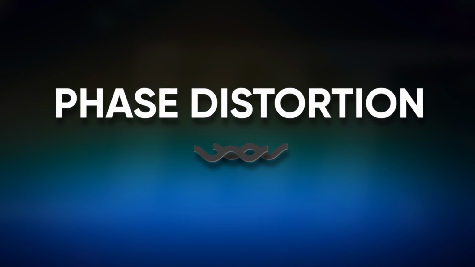Now onto our next one, phase distortion. Phase distortion is a type of audio distortion that occurs when the phase relationship of different frequency components in a signal is altered. Unlike harmonic distortion, which affects the amplitude of the frequency components, phase distortion changes the timing or the phase relationships between them. This can lead to alterations in the waveform shape, introducing some unique tonal characteristics to the sound.